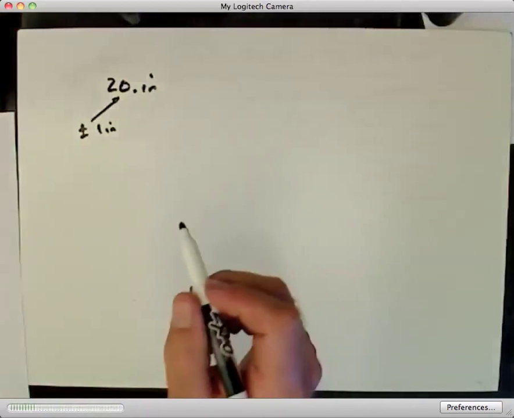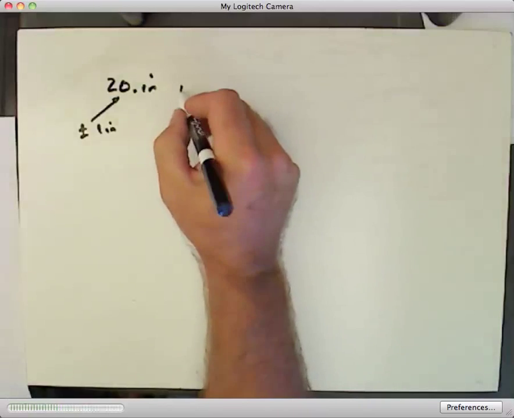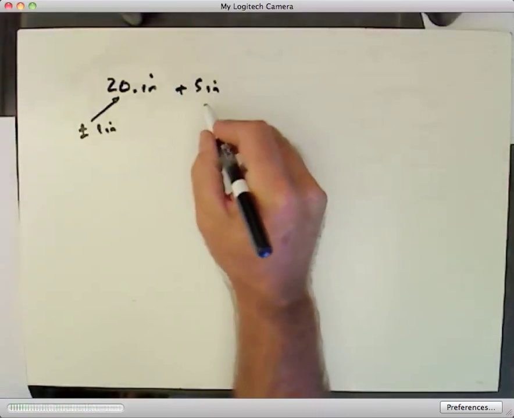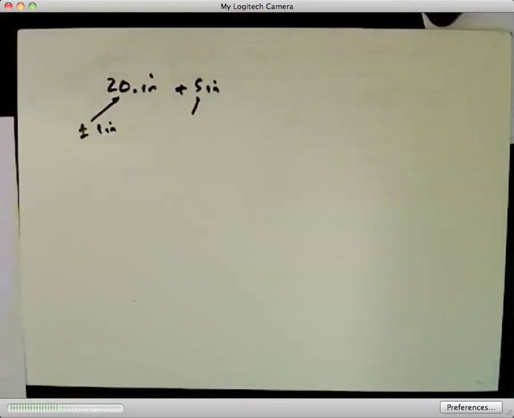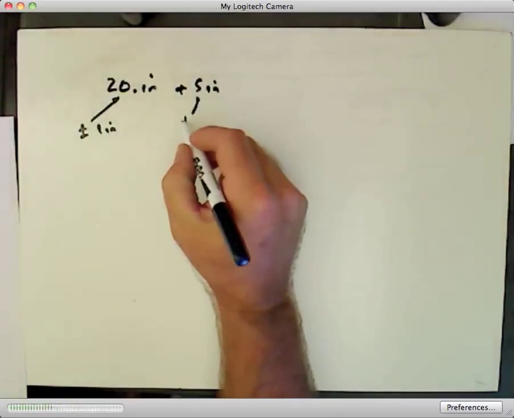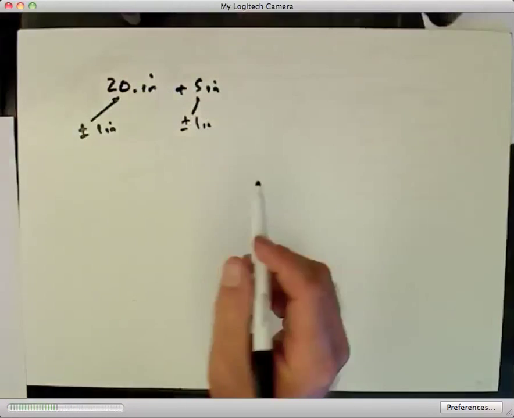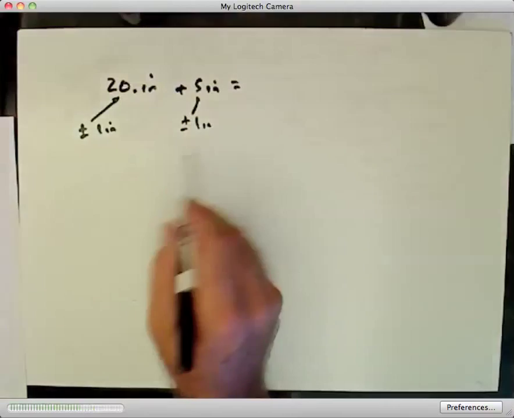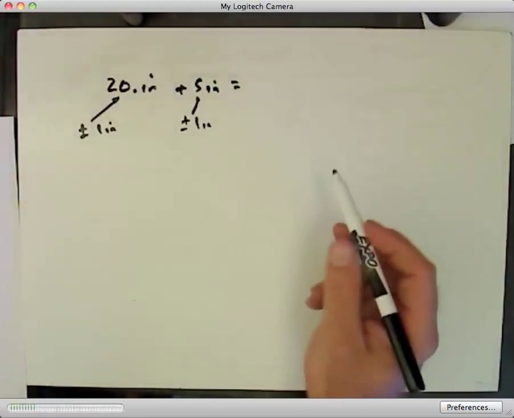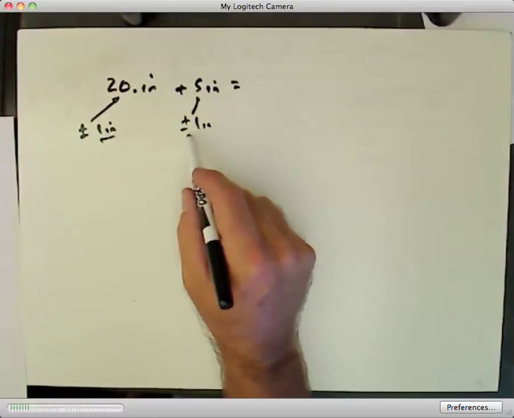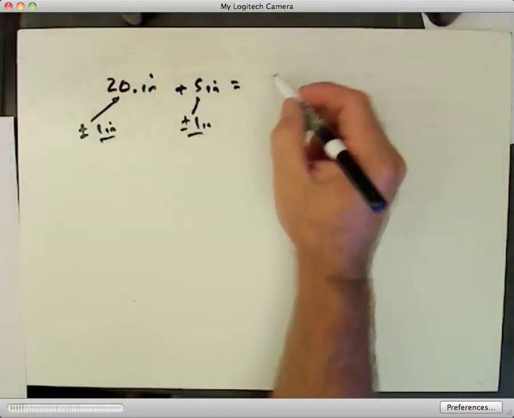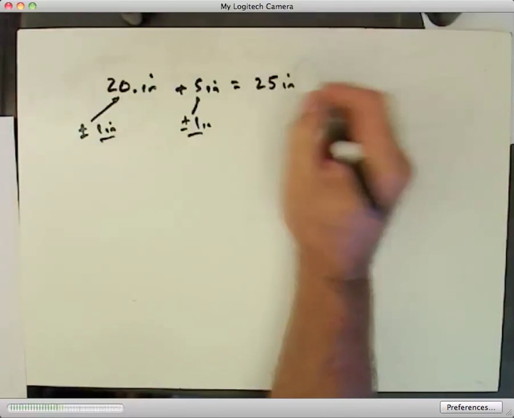And then we had plus 5 inches. Well, that is also only a digit in the ones place, so we assume that's plus or minus 1 inch. And the rule for adding is not how many sig figs there are, but if this is the ones place and that's the ones place, that's both the same, I'll keep the ones place, and I put 25 inches.